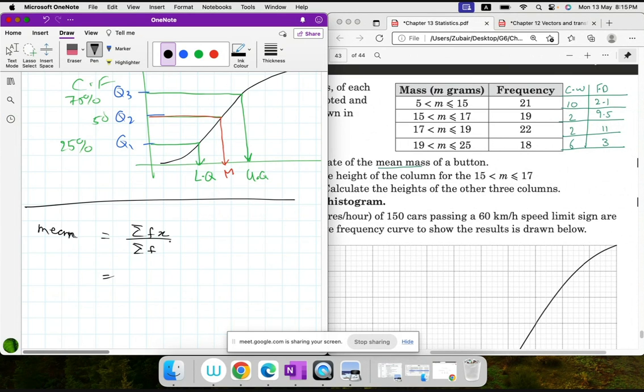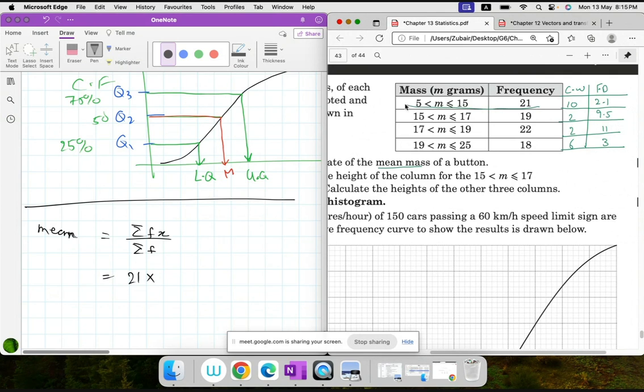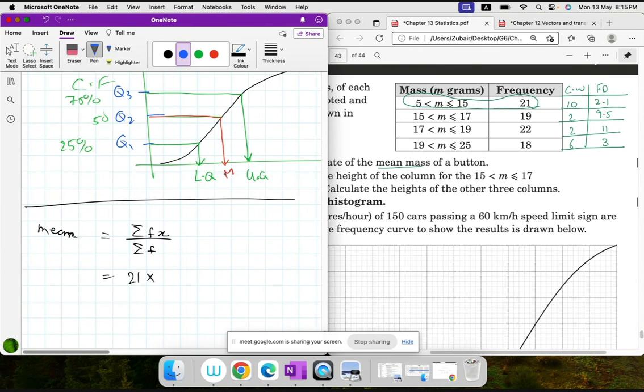Now the first frequency is clearly 21. What is the value of x? Against this 21, we have two values. Whenever we have such a case, which value do we use? Sir, I think we use the middle value. Very good. So we use the middle value, that is 5 plus 15, 20, divided by 2 is 10.